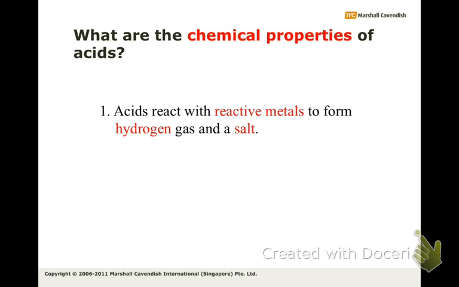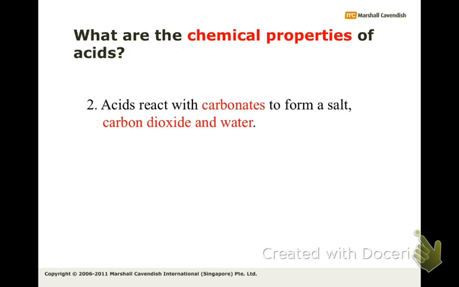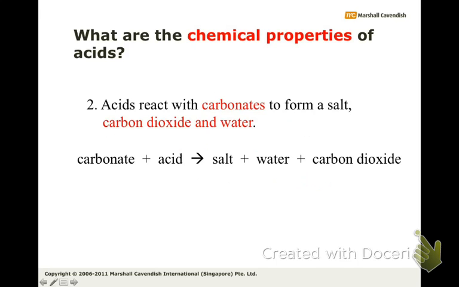Acids will react with reactive metals to produce hydrogen gas and salt. Why is it reactive metals? If you can recall, copper, silver and gold are non-reactive metals, so obviously they don't react with acids. This is what you call a word equation. Obviously you don't need to reproduce this in your exams. Number 2, acids react with metal carbonates to form salt, carbon dioxide and water. This one is pretty standard, as all of you know.